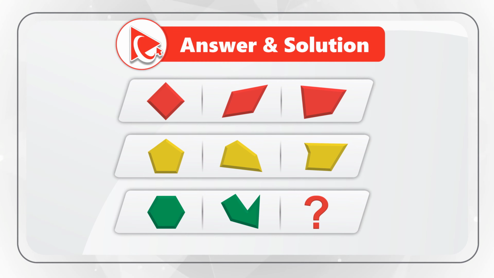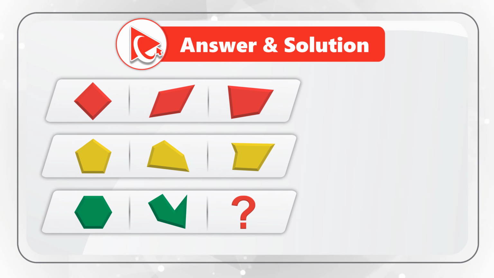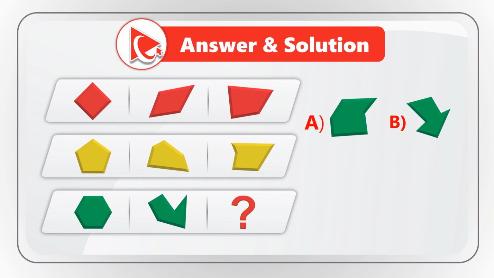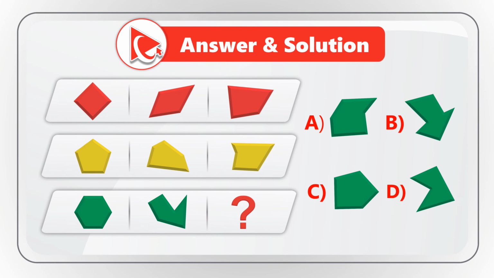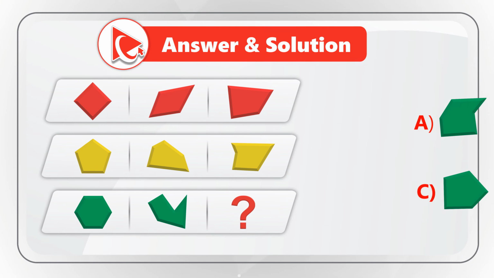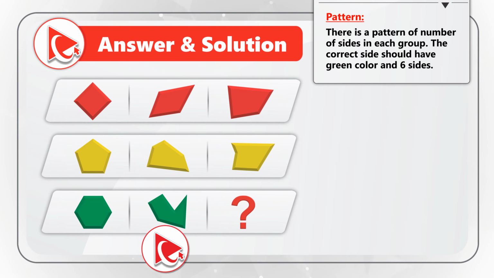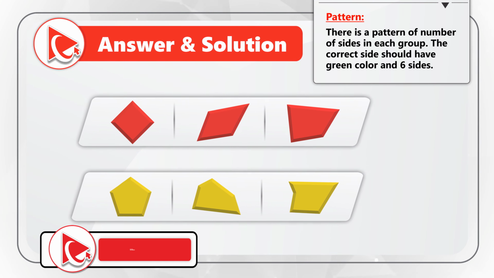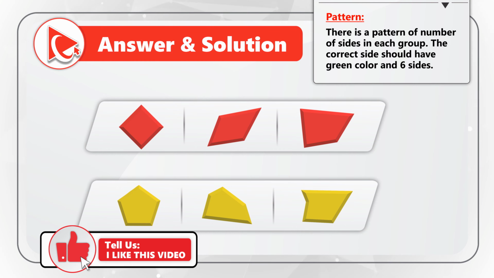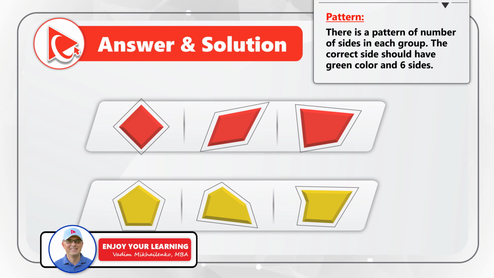You would argue that this doesn't help us much, because all 4 choices, choices A, B, C, and D, they all have green objects as a sample. But this helps us to detect the pattern in the complete groups. If you look closely, you will see that objects in the red group and in yellow groups, they all have the same number of sides.